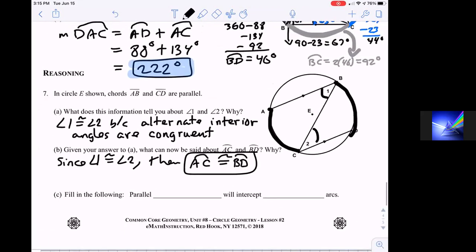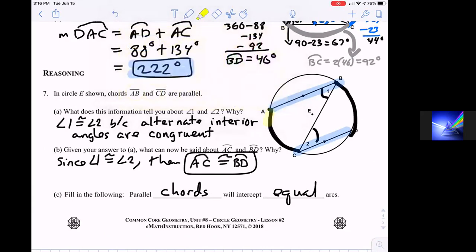Okay, and then lastly here, fill in the following. Parallel chords, that would be this chord and this chord. Parallel chords will intercept equal arcs here and here.